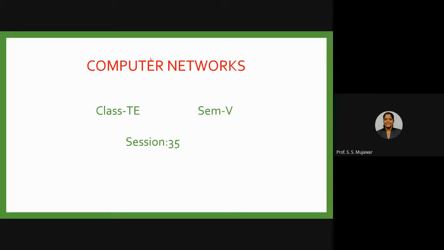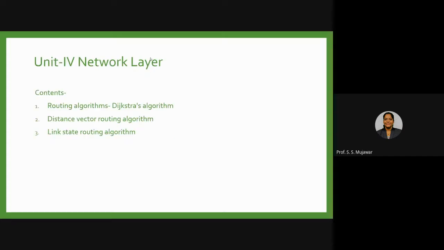So we have the first algorithm, that is Dijkstra's algorithm. You can also pronounce it like Dijkstra's algorithm. Then we have the distance vector routing algorithm, and the third one, link state routing algorithms. A few more algorithms are also present theoretically, like the hierarchical algorithm, but it was not part of our syllabus. So these three algorithms are available.